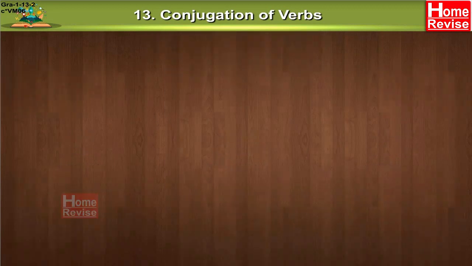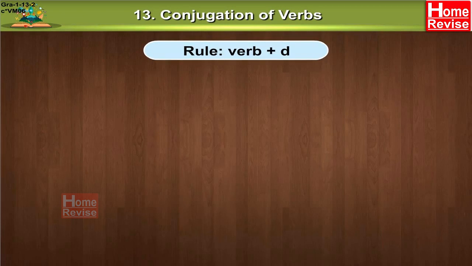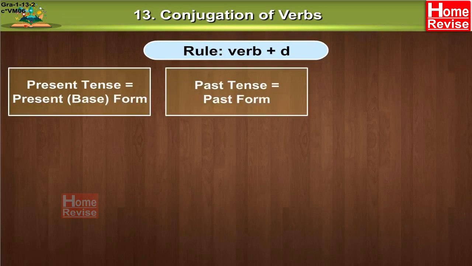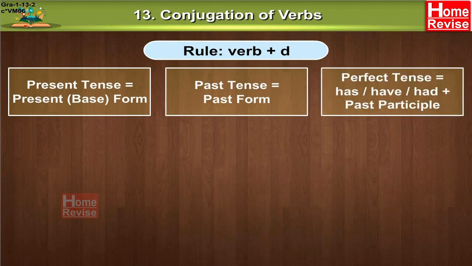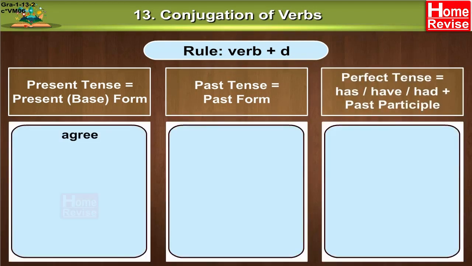Now here the rule is verb plus d. We have the present base forms, past forms, and the past participle. Agree is the present base form. We add d to it to make the past form agreed. Also adding d to agree, we make the past participle form agreed.